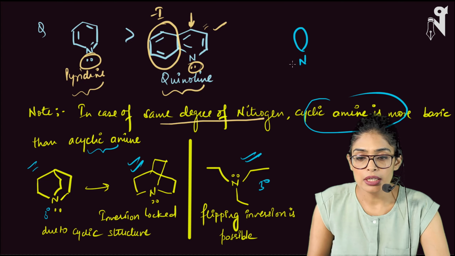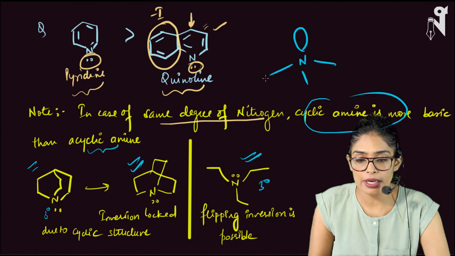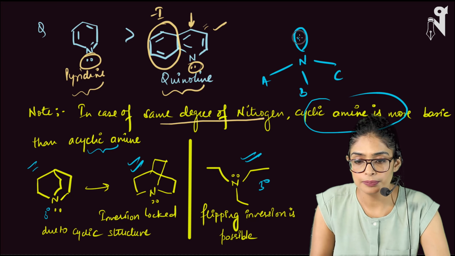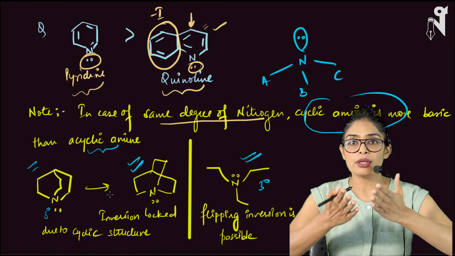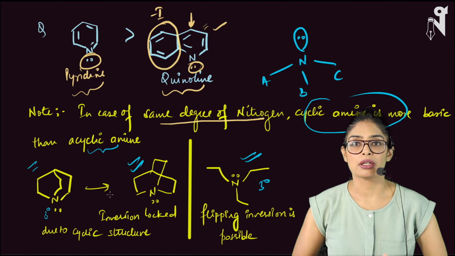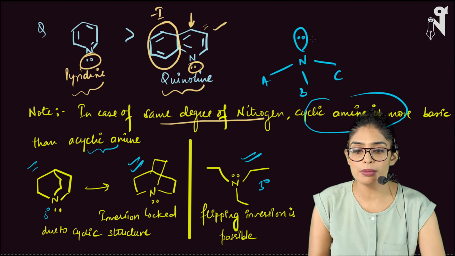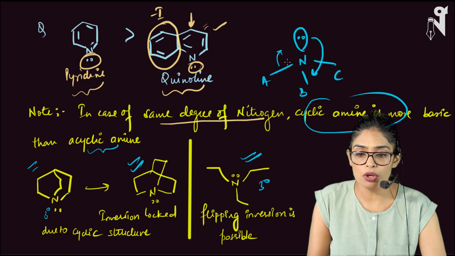So basically, this is my sp3 hybridized nitrogen, let's say A, B and C are present over here, and it has an electron pair. So this nitrogen has a capability of doing flipping. Basically they do the inversion. Inversion means this lone pair comes down and all of this goes up.